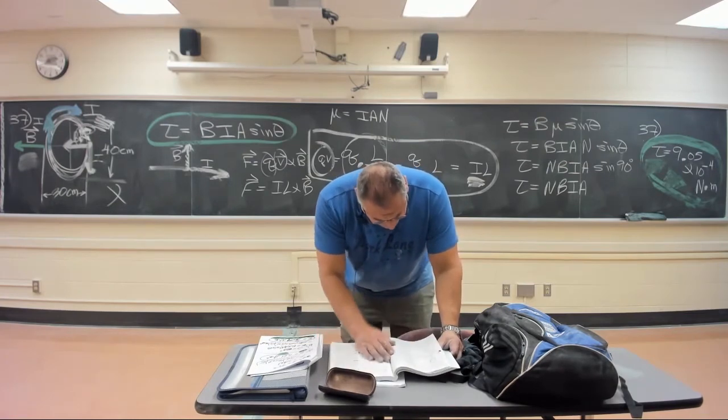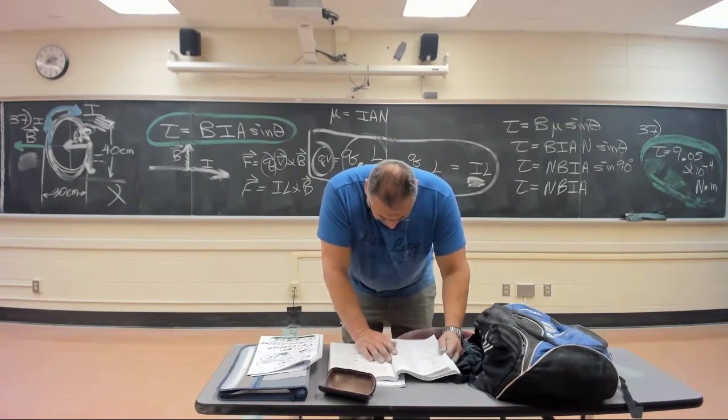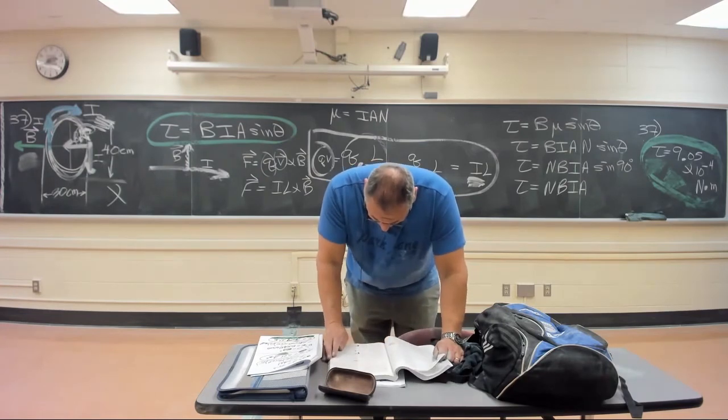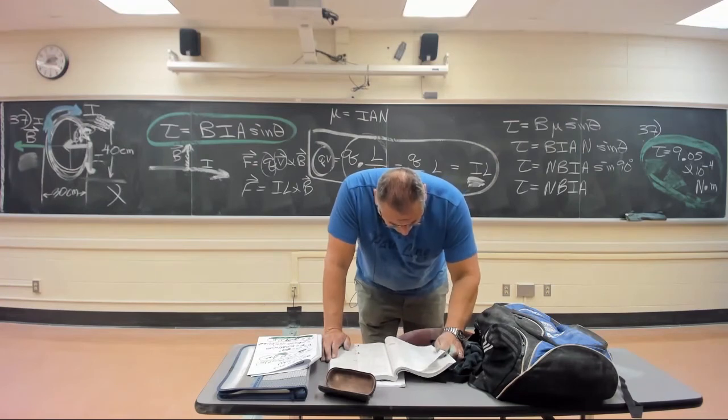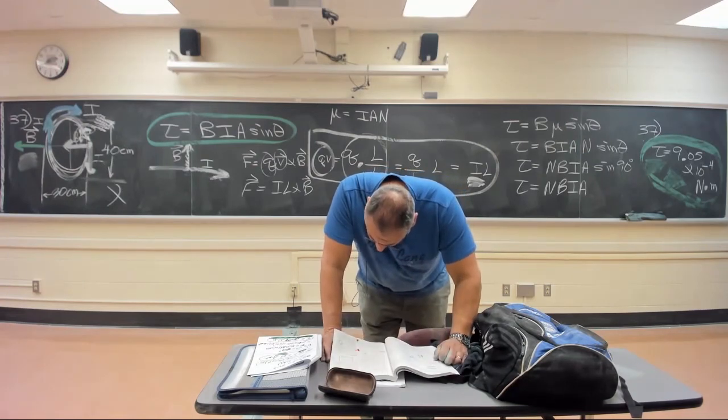That was 37. 39. 39, a 6-turn circular coil. Forgive me one second here, guys, if I could.